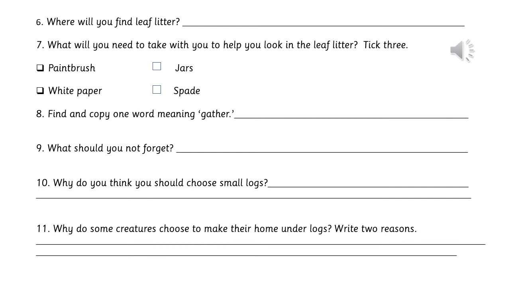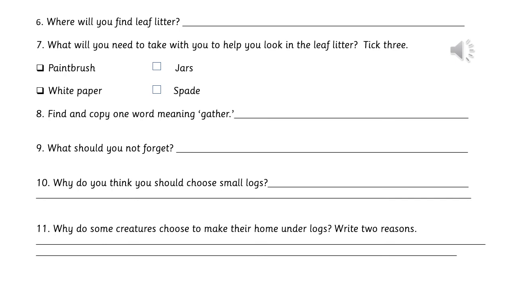Question number 6, where will you find leaf litter? Number 7, what will you need to take with you to help you look in the leaf litter? Tick 3 answers: paintbrush, white paper, jars, or spade. What are you going to take with you to help you look in the leaf litter?